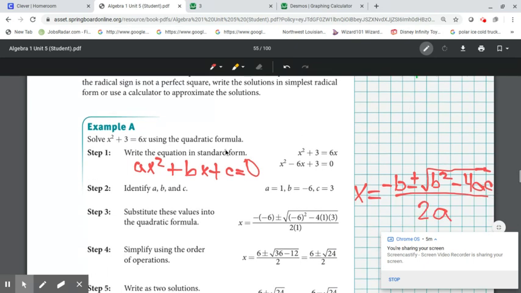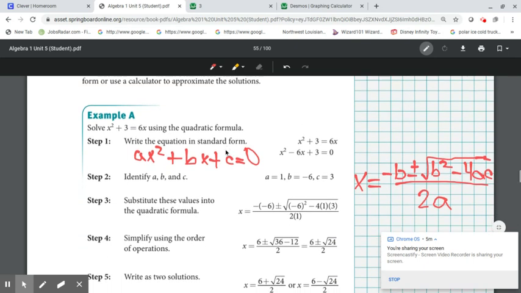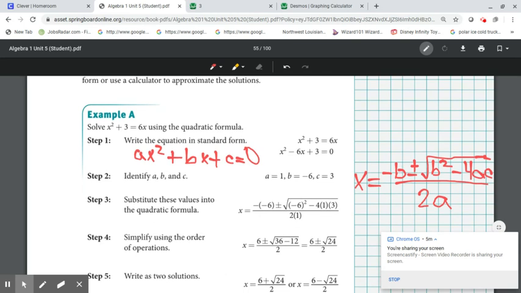All right, so solve x squared plus 3 equals 6x using the quadratic formula. The first thing you need to do is make sure it's in standard form. So it needs to equal 0. So the easiest thing to move is the 6x. So you're going to subtract 6x and subtract 6x. All right, so this is going to become 0 here. And just write this as x squared minus 6x plus 3.